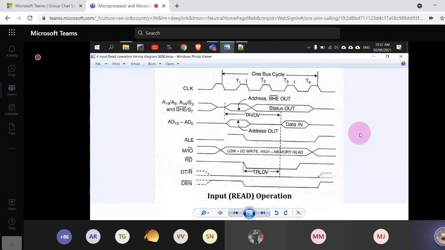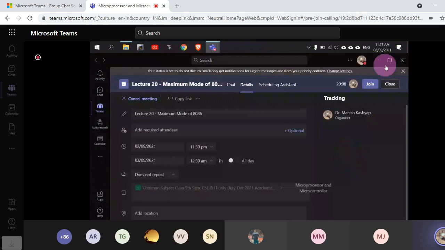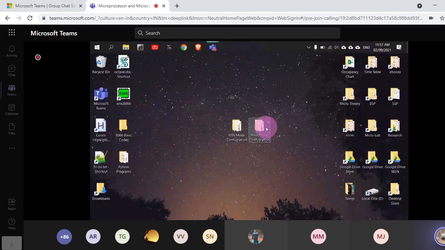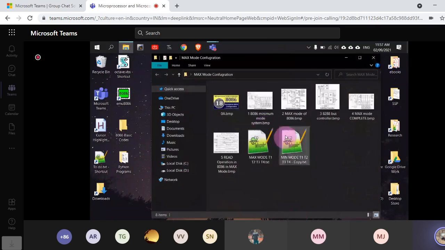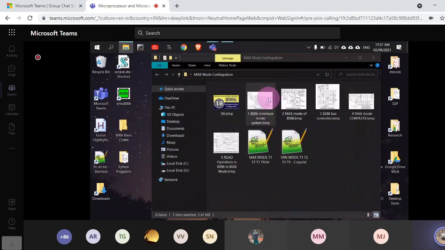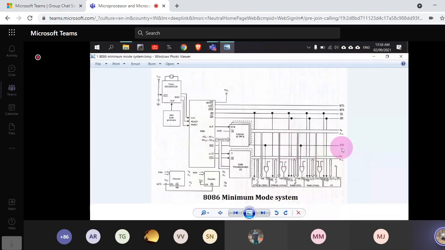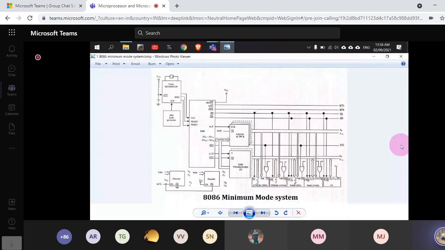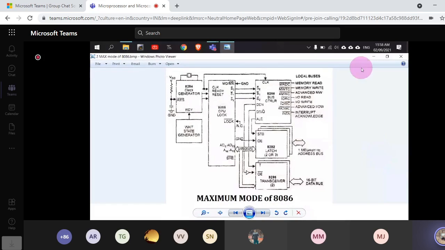Now, after this, let us now come to the maximum mode of operation. This was the minimum mode of operation. Now, today's topic is maximum mode of operation. So, maximum mode of operation is again similar to the minimum mode of operation. This is the minimum mode of operation which we have already seen. And in this maximum mode of operation, you have this kind of computer configuration. So now today we are going to discuss individual components one by one. What are the points of differences between maximum and minimum mode, etc. So that's what we are going to see.